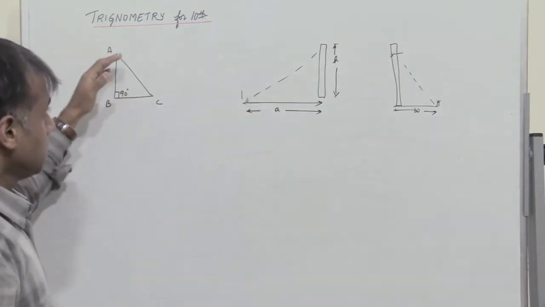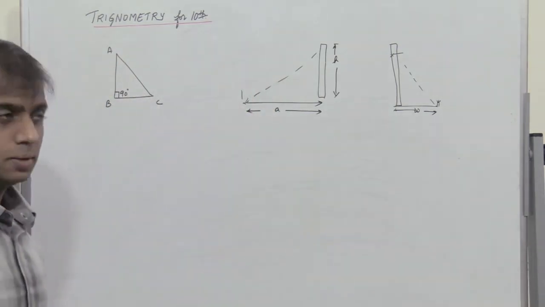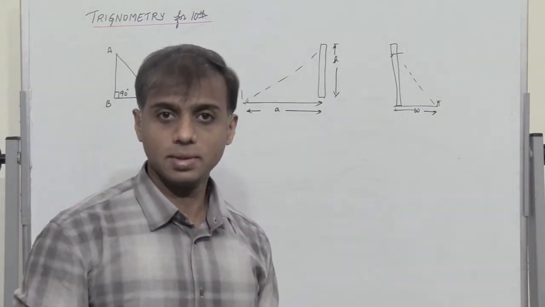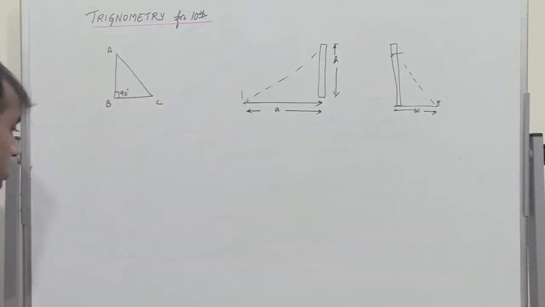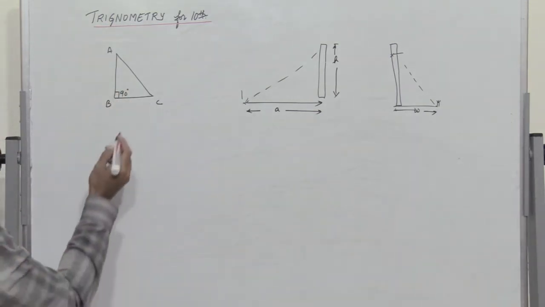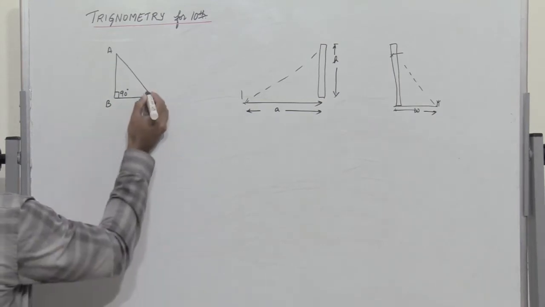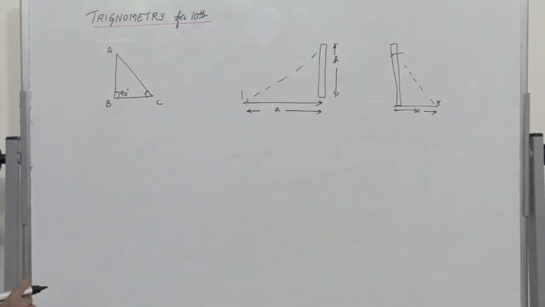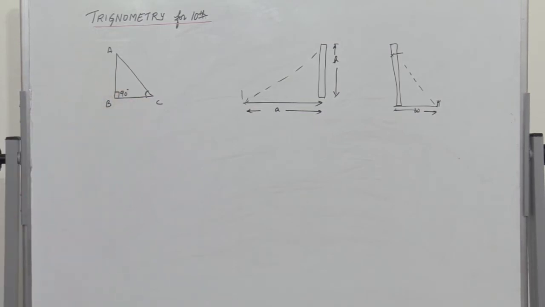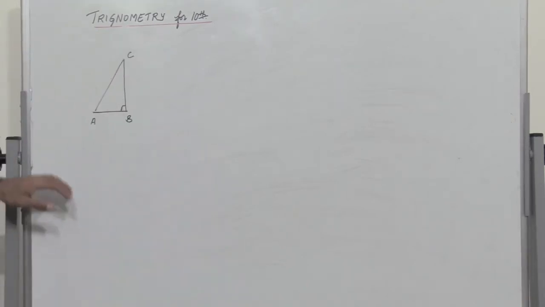So let's begin with the first topic here. Before we proceed with the first exercise, we have to know a few trigonometric identities. So let us consider a right angled triangle ABC. Now we find a few ratios with respect to angle C. We can also find a few ratios with respect to angle A, right? So now we need to find a few trigonometric identities.